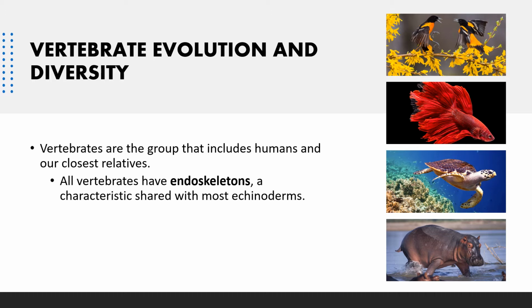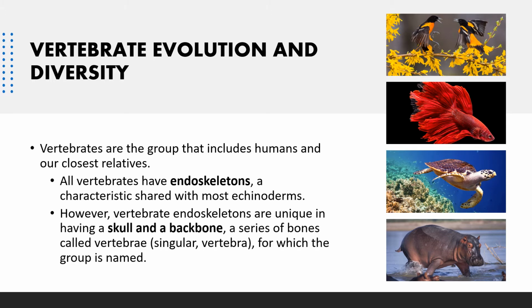This is something that we share with echinoderms. Now the vertebrate endoskeleton is also going to be unique because it has a skull and a backbone. And so the backbone is going to be a series of bones, which we call vertebra, which is where the name vertebrates is going to come from.